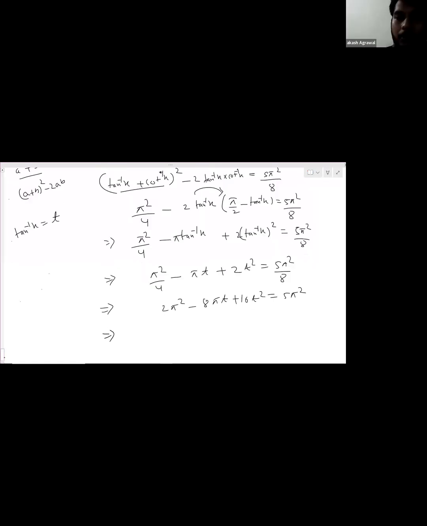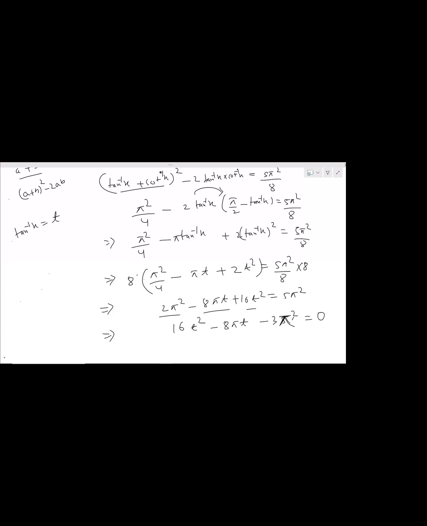If I multiply 8 both sides, so 8 into pi square by 4 is 2 pi square. 8 into minus pi t is minus 8 pi t. 8 into 2 is 16. Okay? So we can rewrite this 16 t square minus 8 pi t, and this will come to this side. So minus 3 pi square equals to 0. Got it? Yes, sir. Now, can you tell me how to solve this quadratic equation?